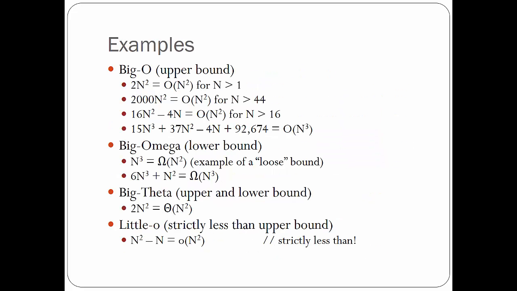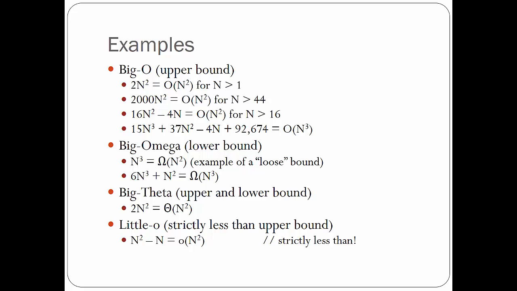Let's take a look at a few examples. As we just saw, big O represents the upper bound of the growth rate. So 2n squared is big O of n squared. 2000n squared is also big O of n squared. 16n squared minus 4n is also big O of n squared. 15n cubed plus 37n squared minus 4n plus 92,674 is big O of n cubed. Big omega is the lower bound of the growth rate, so n cubed is big omega n squared. However, this is an example of a loose bound. We can make a tighter estimate, but it is still true that the growth rate for n cubed is greater than that of n squared.